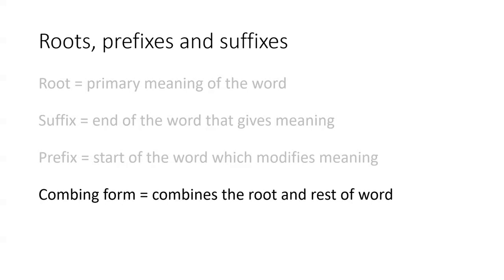We then also have what we call combining forms or letters, which combine the root of the word and then the rest of the word. This is quite often the letter O. So for example, in the gastrointestinal system, gast refers to stomach, intestinal refers to the intestines, and then the O in gastrointestinal is the combining form.